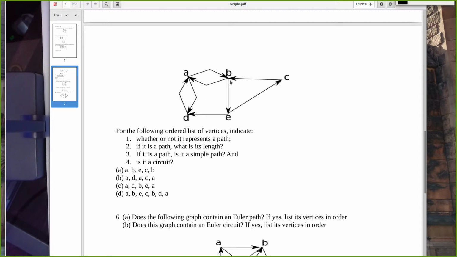Is it a simple path? Yes, because we don't go over an edge more than once. And it's not a circuit, because to be a circuit we would have to end at A, and instead we ended at B. Next, A, D, A, D, A, so A to D to A to D to A, that is a path, right? Starting from A, we can move to each vertex in the list in order by following an edge. So that is a path, and its length is going to be 4. From A to D is 1, back to A is 2, back to D is 3, back to A is 4. So the length is the number of edges traveled along, exactly.